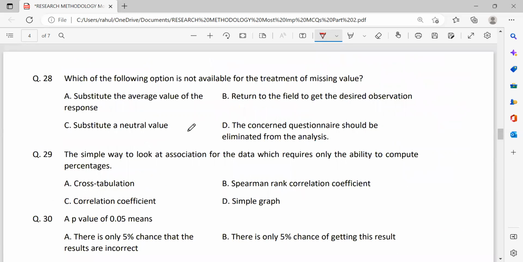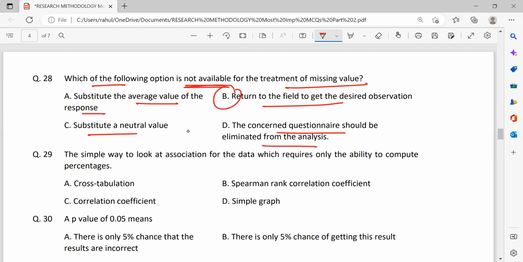Question number 28. Which of the following options is not available for the treatment of missing values? Substitute the average value of response, or return to the field to get the desired observation, or substitute a neutral value, or the questionnaire should be eliminated from the analysis. So option B, return to the field to get the desired observation, is not available for missing values. Option B is the correct answer here.